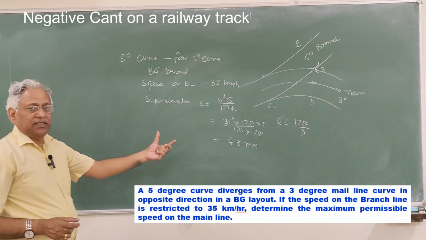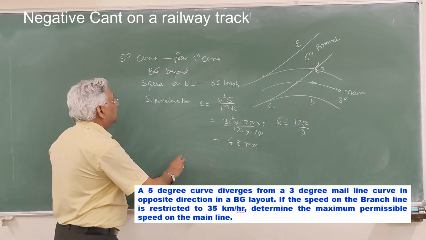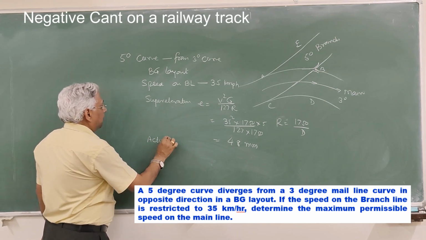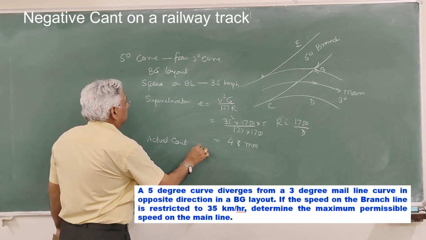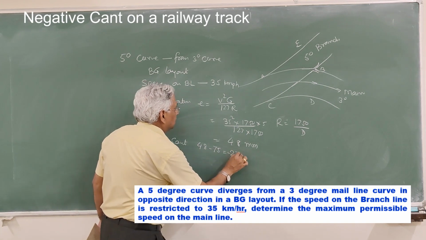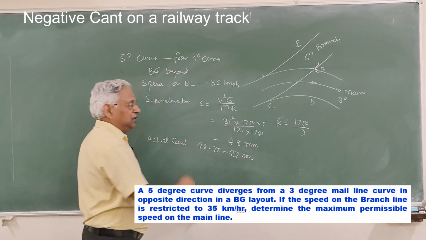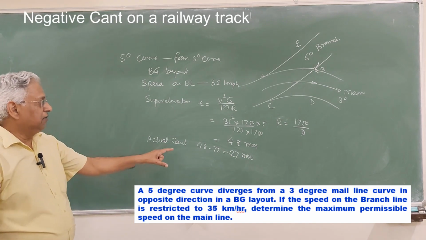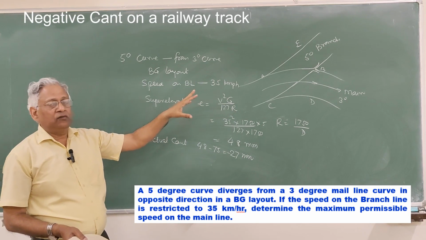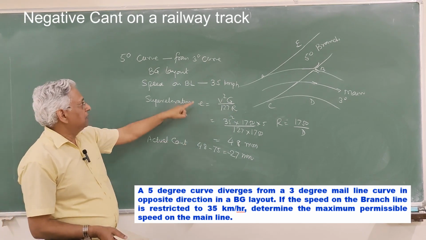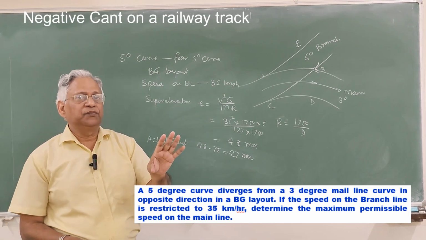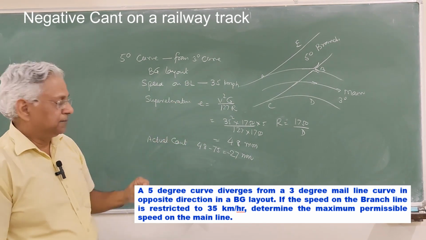Now you reduce this by Cant deficiency, and therefore the actual Cant to be provided on branch line is 48 minus 75, that is minus 27 millimeter. Now this is the negative Cant provided on branch line. But even after providing a negative Cant of 27 millimeter, you can maintain a speed of 35 km per hour without any risk of overturning or discomfort to passengers.